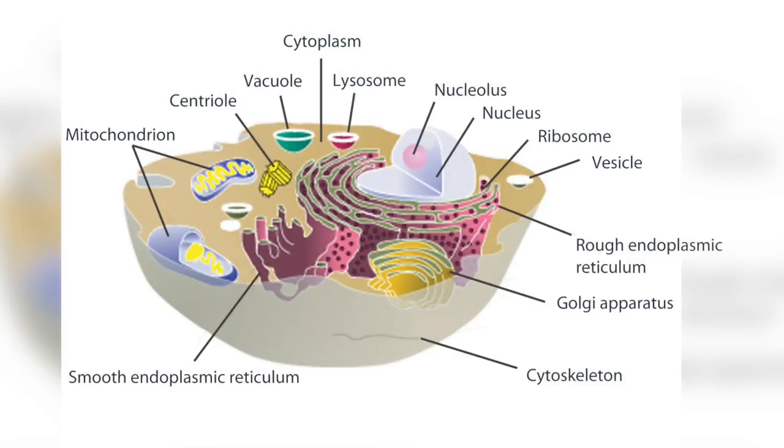Animal cells do not have a cell wall. They have a round, irregular shape. They have one or more small vacuoles, much smaller than plant cells. The centrioles are present in all animal cells. Animal cells do not have chloroplasts.